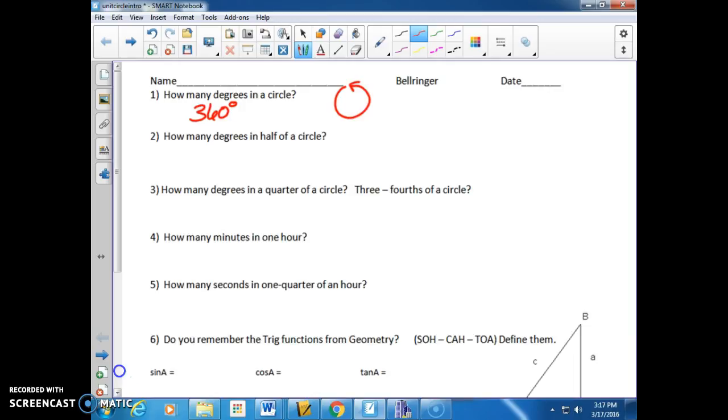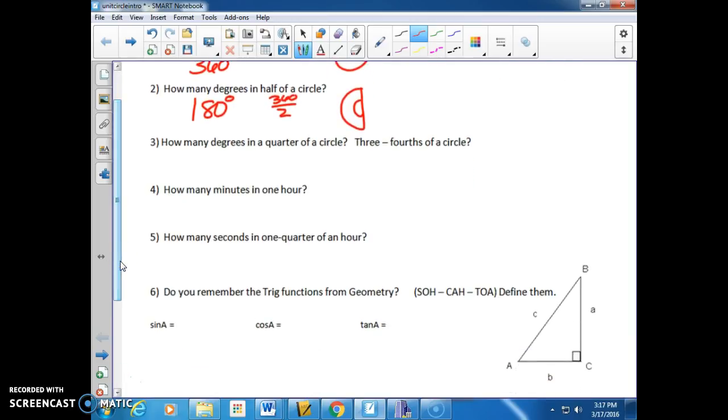Number 2, how many degrees are in half a circle? So now we're talking about a semicircle. So half of 360 is 180. And if you're not sure how to get that, just take 360, divide it by 2, or multiply it by 1/2. In number 3, it says how many degrees are in a quarter of a circle?